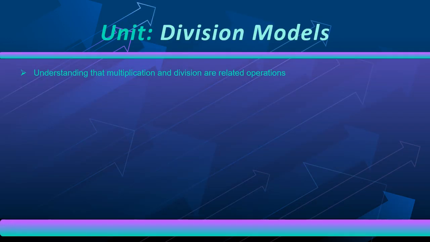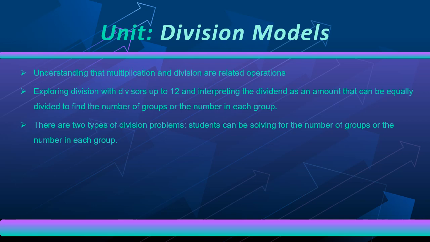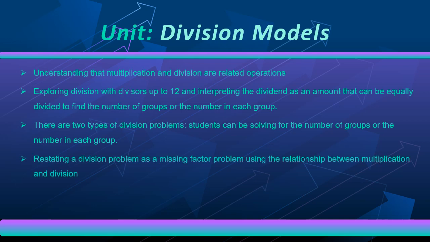Let's take a look at the learning goals for this unit of study. Students need to understand that multiplication and division are related operations. Students will explore division with divisors up to 12, interpreting the dividend as the amount that can be equally divided to find the number of groups or the number in each group. Students will solve two types of division problems, as stated above, either finding the number of groups or the number in each group. Students will restate a division problem as a missing factor problem using the relationship between multiplication and division.